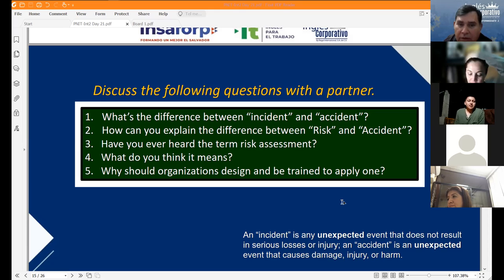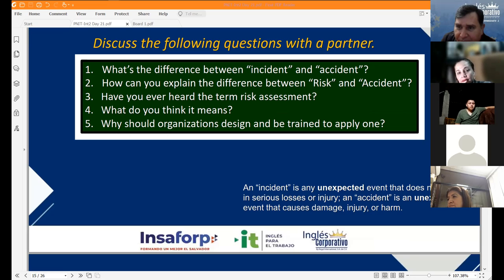Exactly. So sometimes we report incidents, but we don't report accidents. And sometimes we should report both. Incidents must be reported, and accidents, of course, they must be reported. The definition that we have at the bottom is: an incident is an unexpected event that does not result in serious loss or injury. An accident is an unexpected event that causes damage, injury, or harm, or at least delay in time.